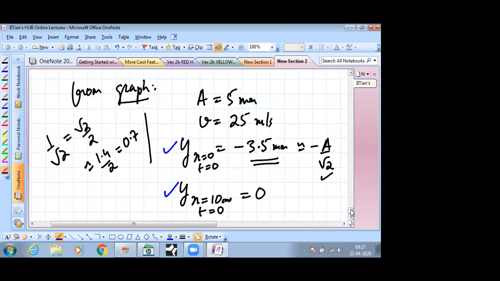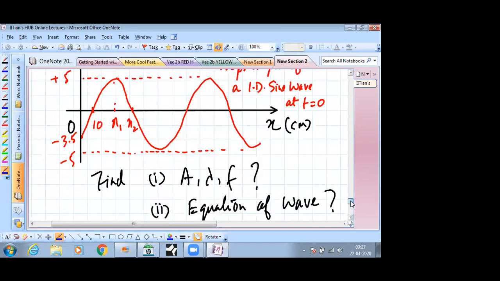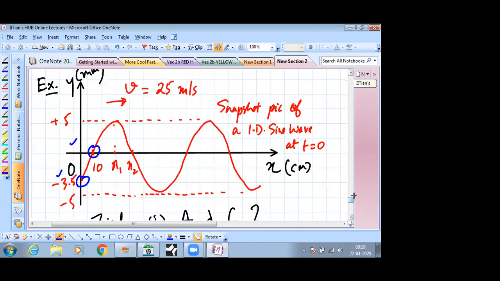I'll take you back to the graph and you can see. I know this data point and I know this data point. So these are the two additional pieces of information which I have, apart from the obvious things which you can see, the amplitude and the wave speed. So I have to make use of that also now.